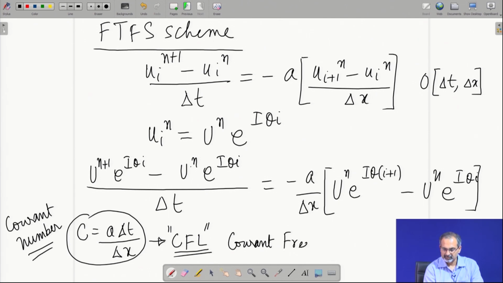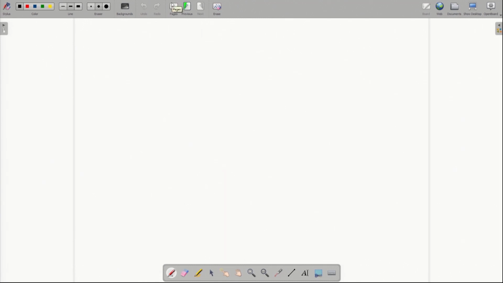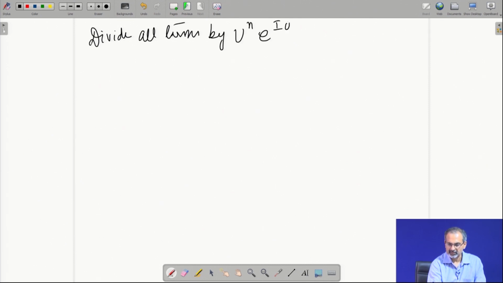in the name of three outstanding scientists, Courant, Friedrichs and Lewy. So, in abbreviated form CFL. So, the CFL number happens to be a very, very important number in wave equations. So, we can write down this equation in terms of C and further divide all terms by u_j^n e^(I theta j), and then once you do that we will get an expression which looks like this.